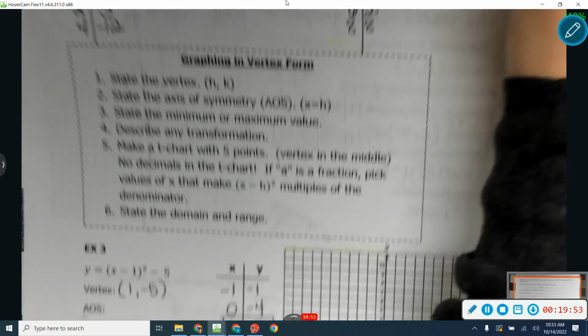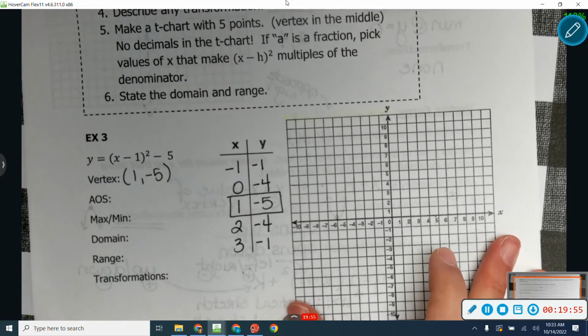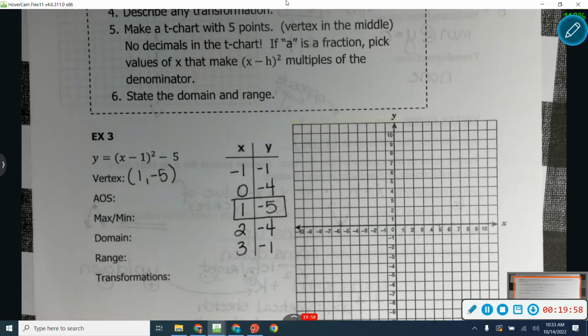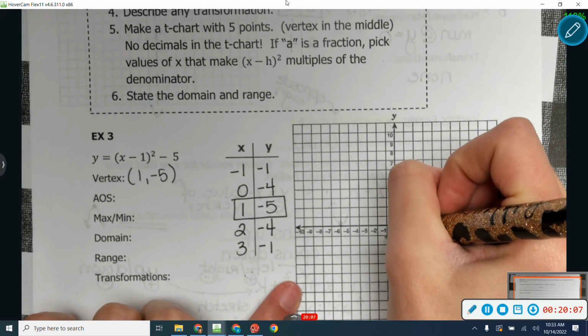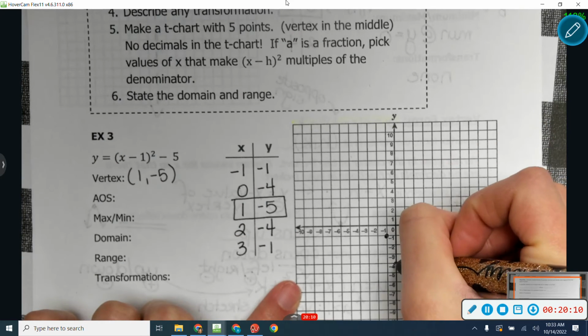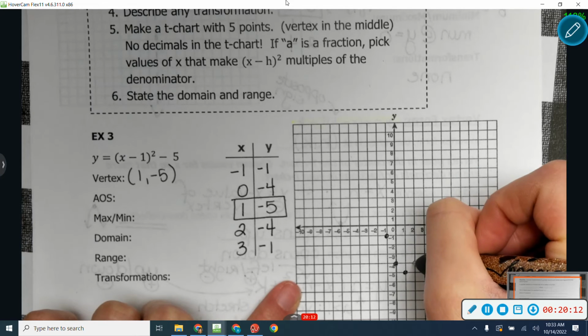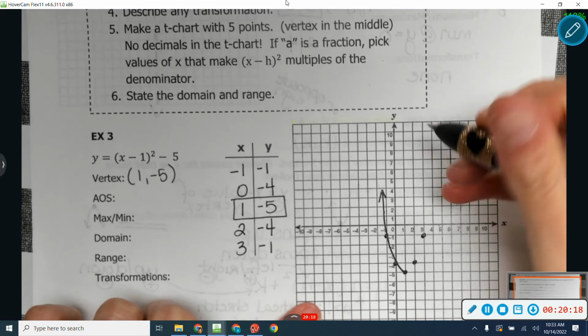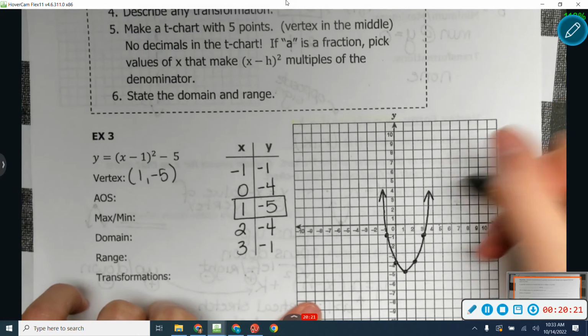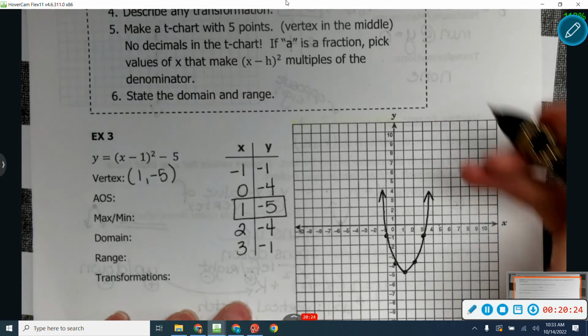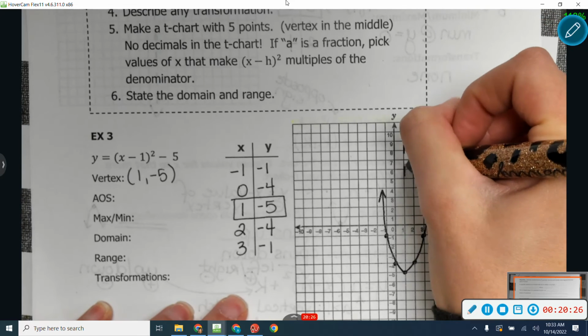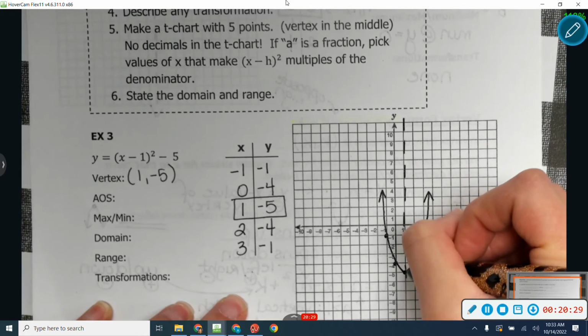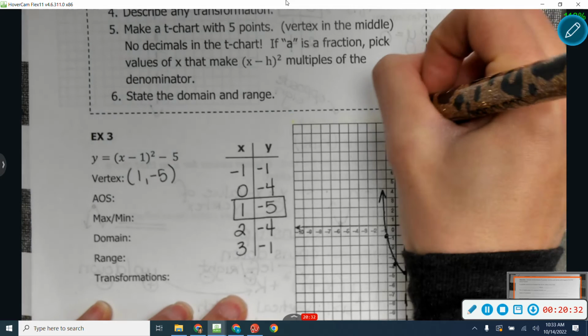So the only thing you need this calculator for is your table. Could you build the table without the Inspire? Yes. We've done that before with our absolute value. Okay. I'm going to graph these points. And once I'm done graphing my parabola, I know I have to graph my axis of symmetry. I know it goes through the vertex. I'm going to go ahead and do that. And then I'll be done completely with that graph.